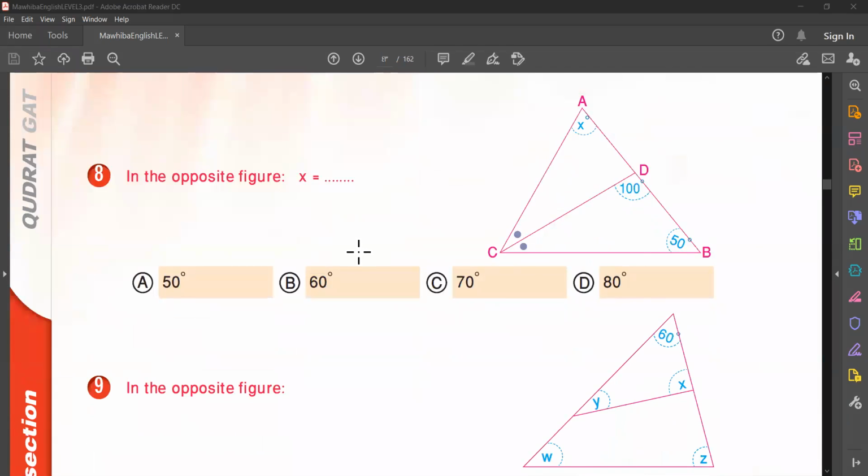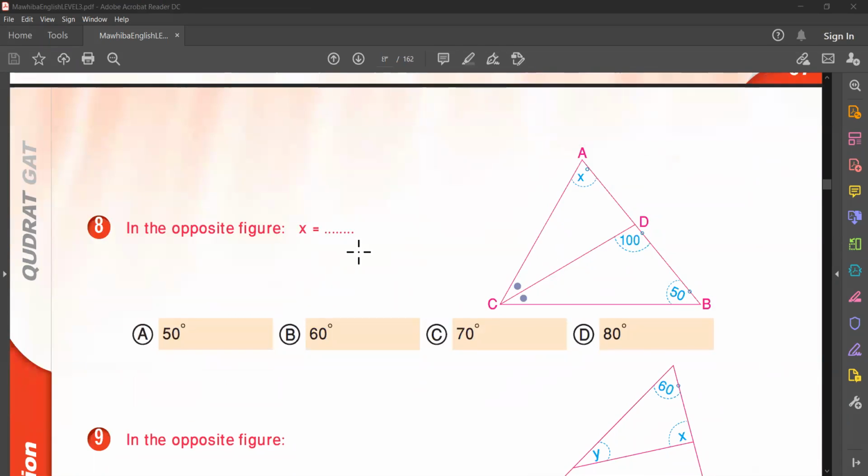Okay, in the opposite figure. Open your book, please, and write the answer, because you don't have the steps of how to solve. You don't have the step solution in your book. So write the step solution, how to get the answer.